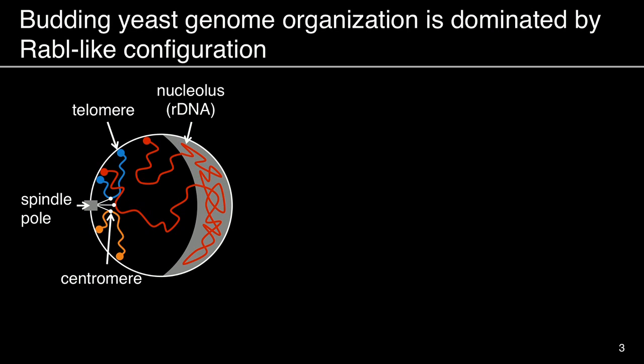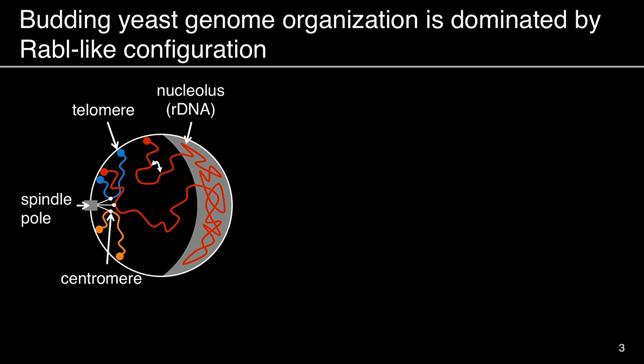Decades of microscopy have taught us a lot about the organization of the yeast genome. We know that one of its main features is that it's in a Rabl-like orientation. By this, I mean three things. So all of the centromeres are clustered together at one end of the nucleus because they're attached to the spindle pole, which persists throughout the cell cycle. The nucleolus, or rDNA, sits at the opposite end of the nucleus, and the telomeres tend to be near the nuclear periphery.